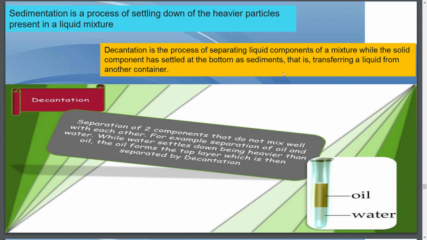Decantation is a separation of two components, such as oil and water, which do not mix well with each other. Oil just floats and the water sinks, as we learned in the density chapter. For example, in the separation of oil and water, the water settles down, being heavier than oil.